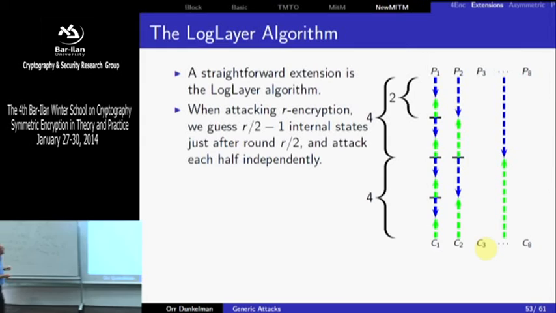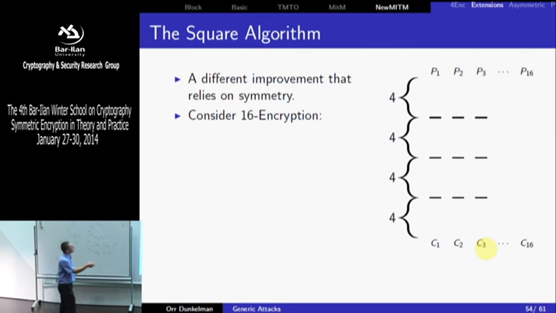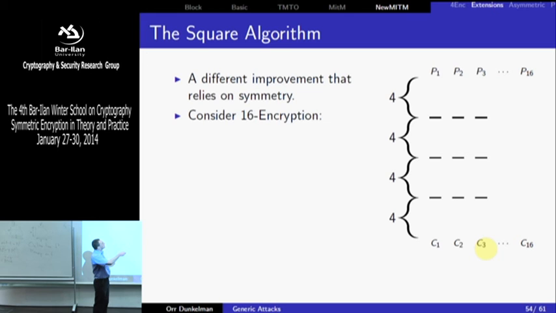Okay, so I'm going to say gain. The gain sequence is where I actually gain something more than I would get in a standard meet in the middle attack. There is another attack, which is the square algorithm. Let's say that we have 16 rounds. Here you guess 1, 2, 3, 1, 2, 3, 1, 2, 3. So if I have 3 values here, I can run the meet in the middle attack, the four meet in the middle attack we saw earlier.